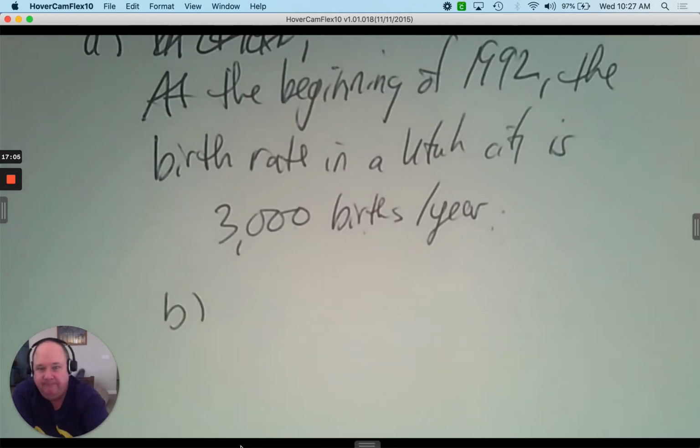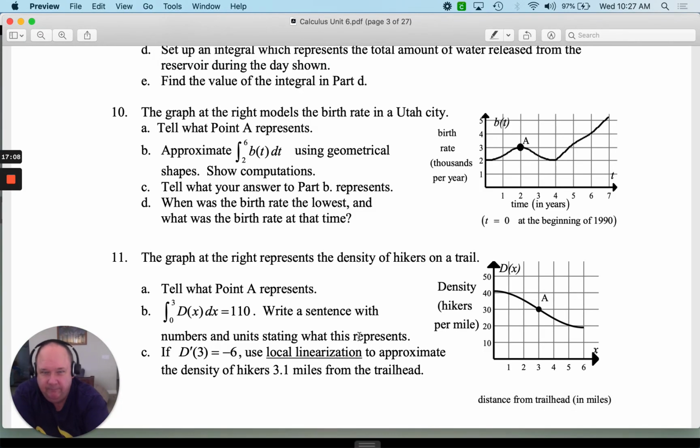Part B. Approximate the integration using geometric shapes from 2 to 6. So from 2 to 6, what geometric shape would you use to find the area here? So from 2 to 6 to begin with, do you see a rectangle that's like 2 rows? So from 2 to 6, the width of that rectangle is 4, and then the height is going to be 2,000. So 4 times 2,000, that's 8,000.